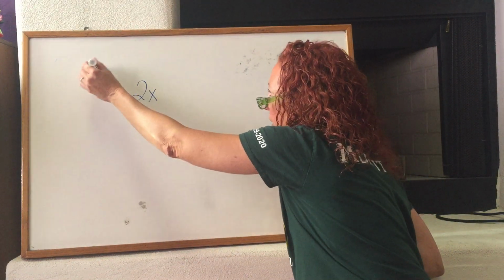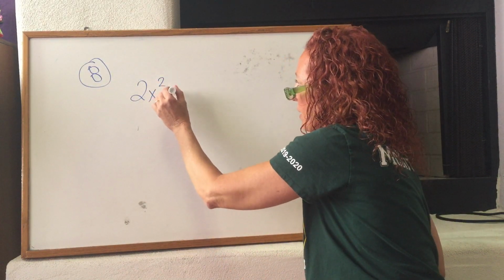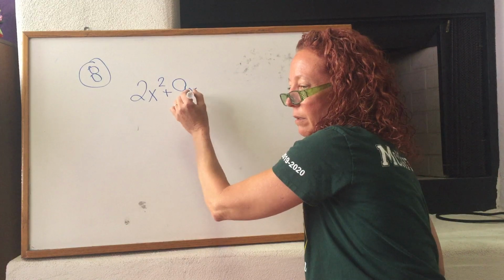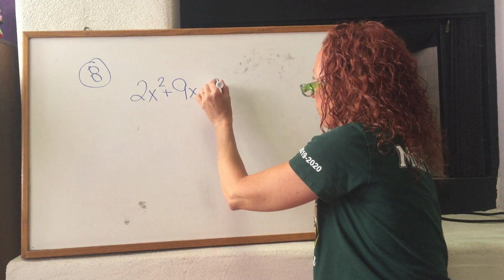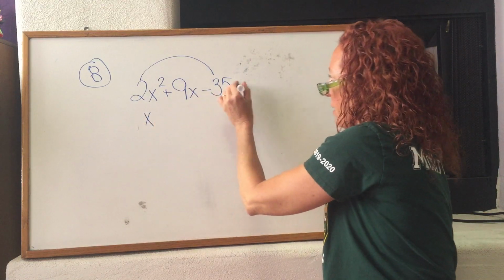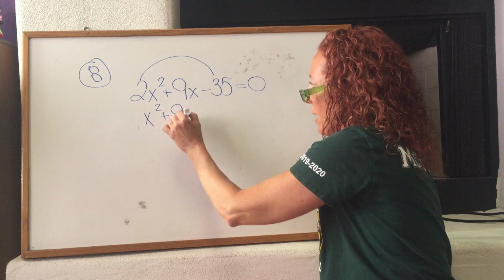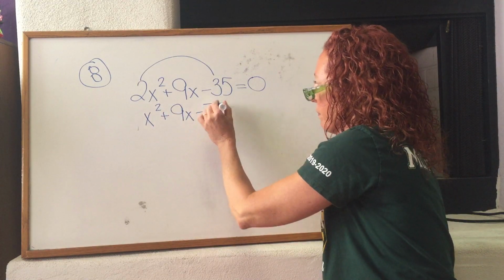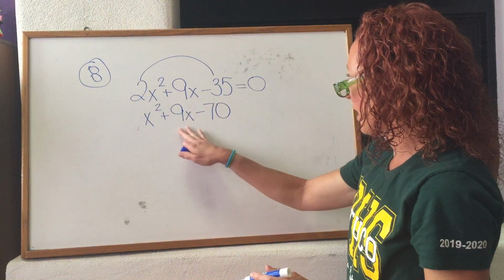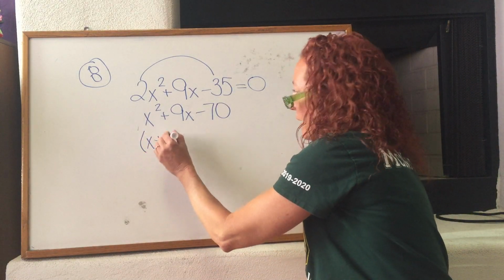So this is number 8. So 2x squared plus 9x minus 35. So we need to slip and slide that. Again, it is equal to 0. We are solving this. So x squared plus 9x minus 70. So factors of 70 that add up to 9. How about 14 and 5?